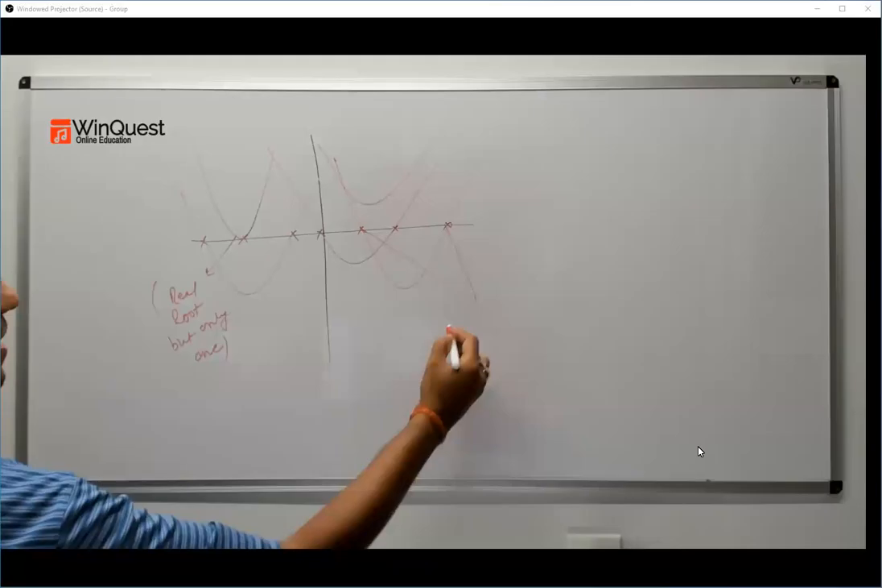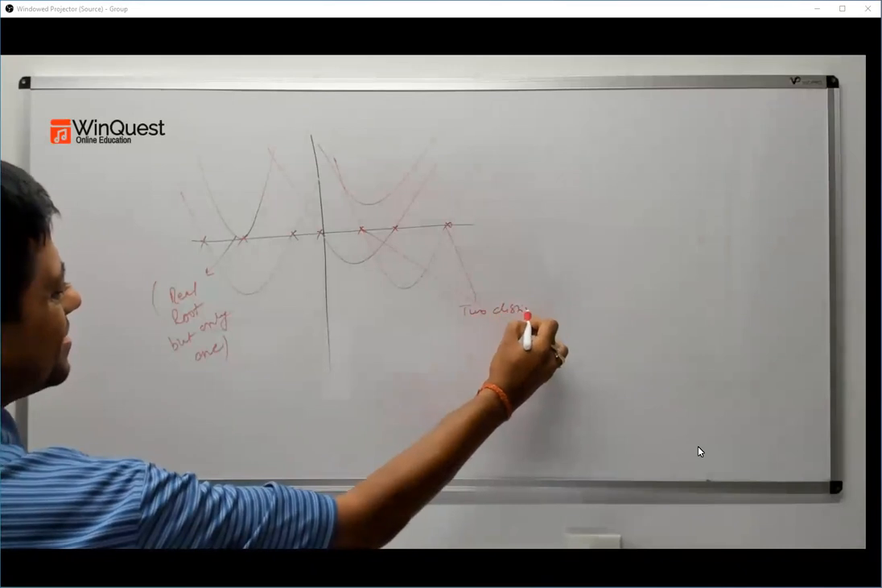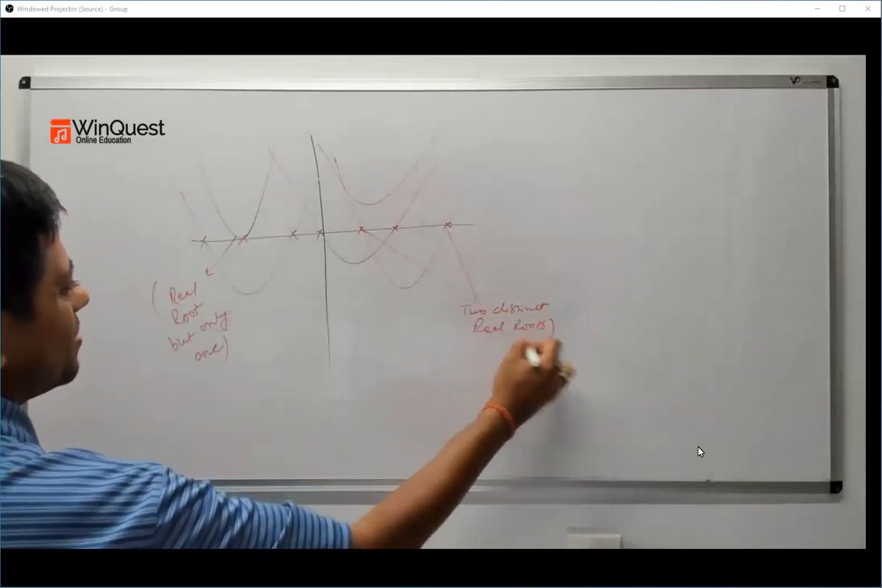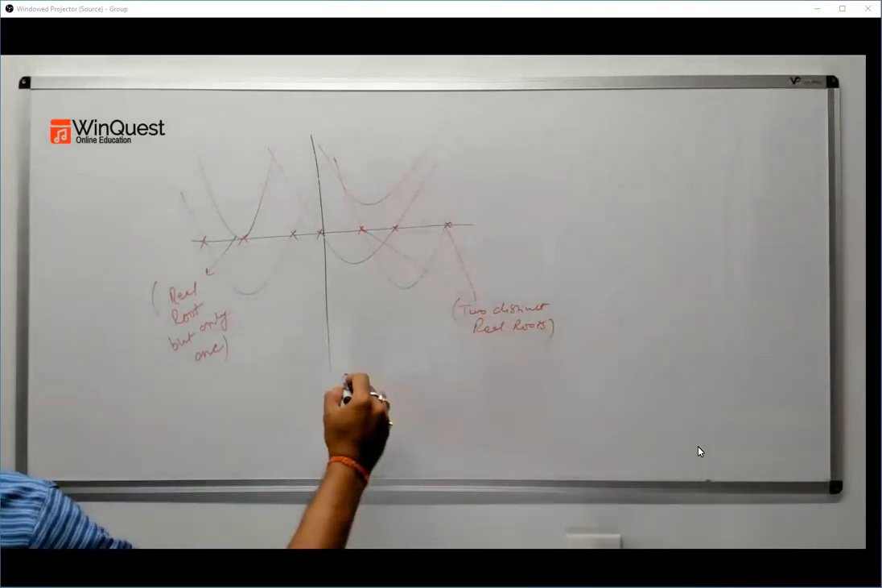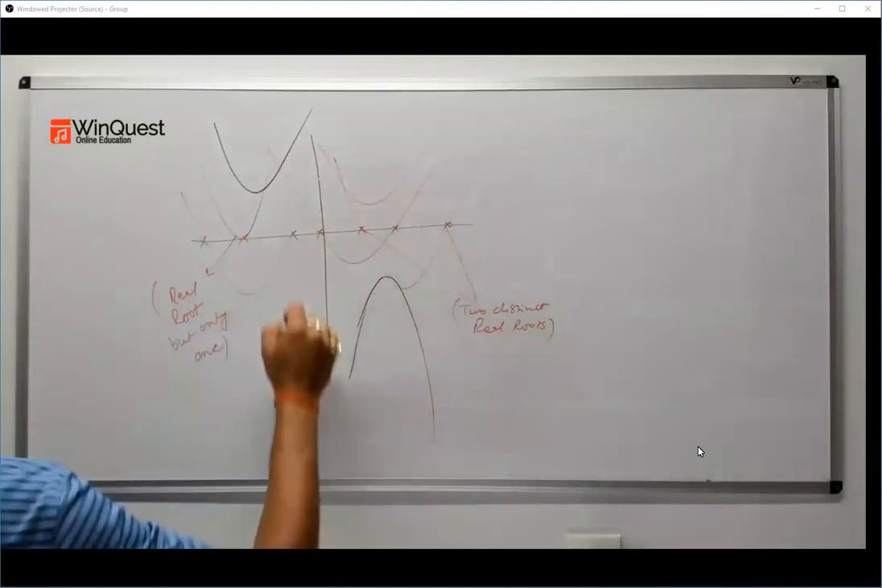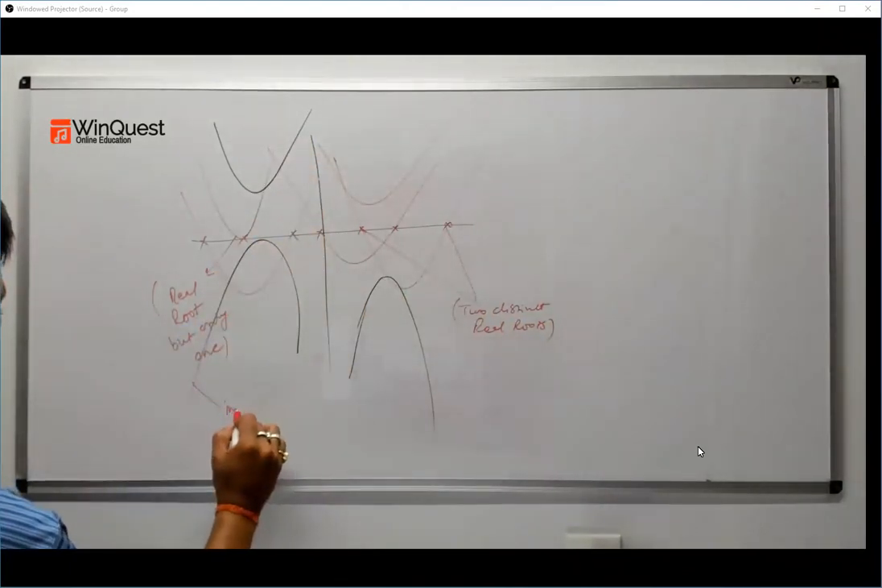At 2 points, we say two distinct real roots. This is what we call a parabola; it goes like this, whatever. Okay. Imaginary roots.